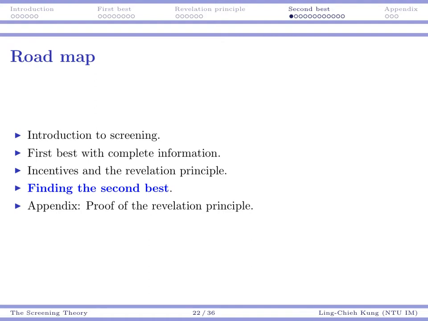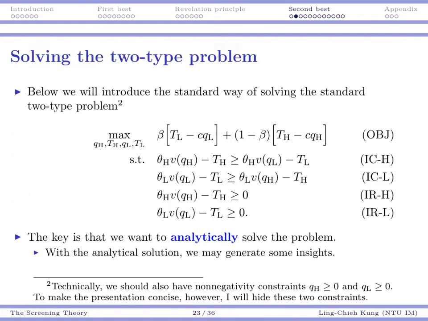Okay, so now let's try to solve the problem we just formulated. And our goal will be to find the second best optimal solution. So just to review, first best means when you have complete information, the best policy to do. And the second best is, under information asymmetry, what's the best pricing plan for you to offer.